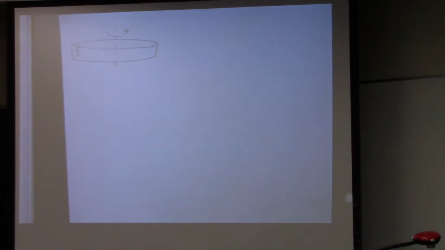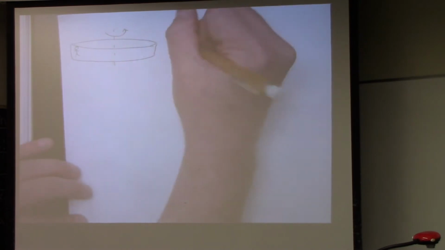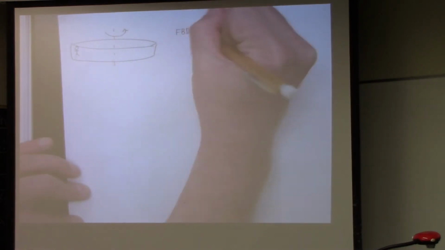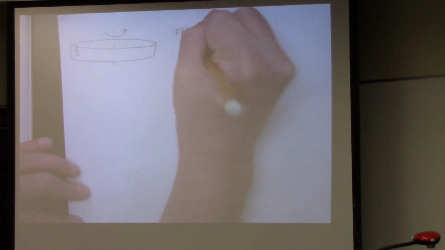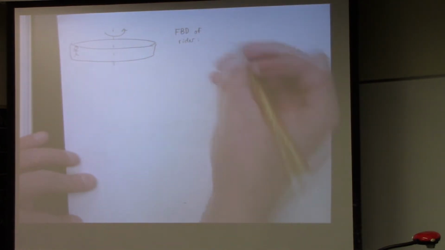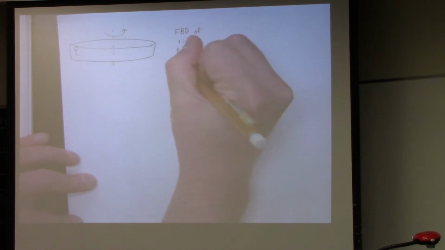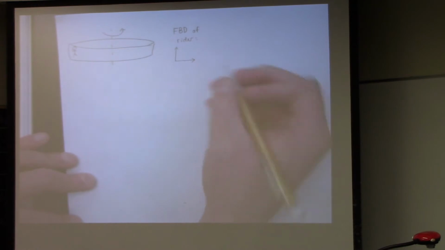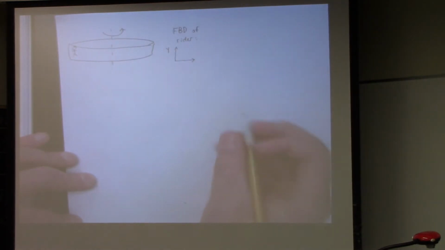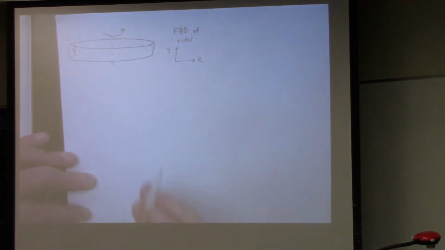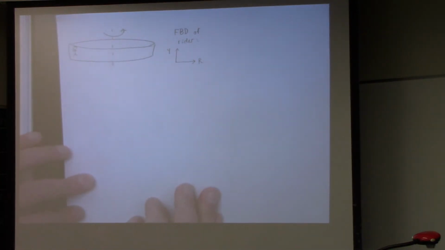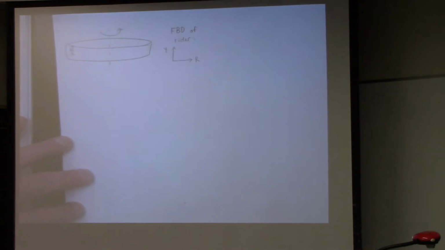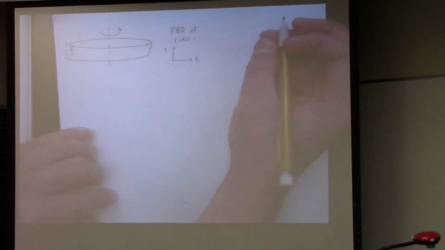Since we're interested in how fast this thing has to be moving, it's good to start by getting a sense of what the forces involved are. So let's draw a free body diagram, FBD, of the rider. Before we think about the forces, let's draw a coordinate system. We'll have the y direction pointing straight up, and the r direction pointing in towards the center of the circle that the rider moves in. Remember, that's the radial direction.